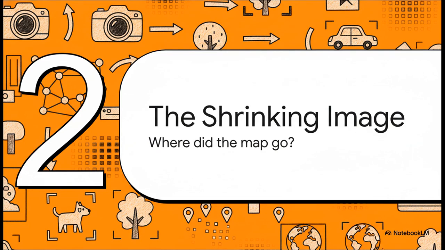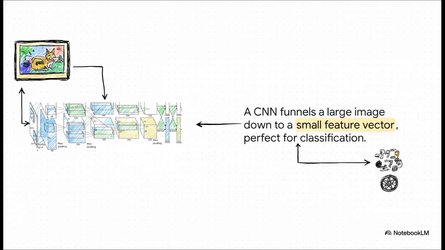Okay, but here's where things get kind of weird. A real paradox, actually. The very thing that makes these neural networks so good at figuring out what something is completely destroys the information about where it is. Let's dig into that.